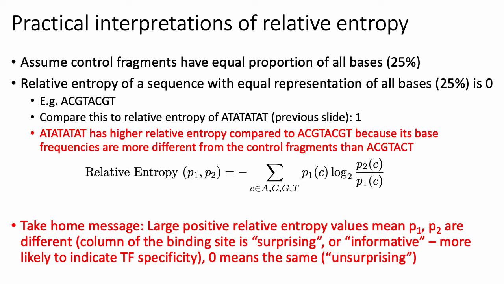Whereas if you get a relative entropy of 0, that means that at that particular column of the TF binding site, you're seeing exactly what you'd expect to see, based on your model of the control fragments. What you're seeing there is unsurprising, or looks just like the rest of the genome. The underlying assumption is that there's no detectable sequence specificity of the TF at that position of the alignment, at least according to your model of TF binding sites.